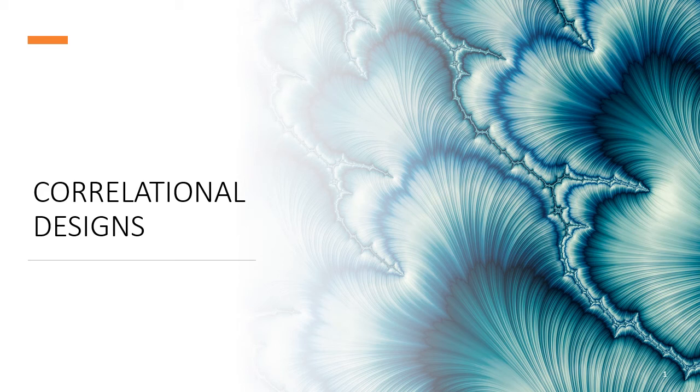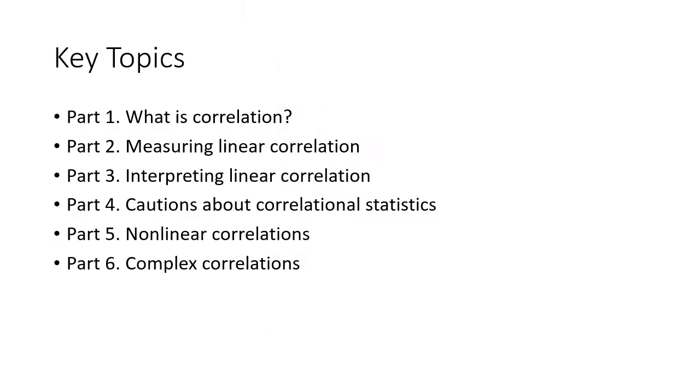We'll begin talking today about correlational designs. We'll cover this content in 5 parts. First, what is correlation? Then, how do we measure it? How do we interpret it in part 3? In part 4, there are some cautions to be aware of. In part 5, we'll talk about nonlinear correlations, and in part 6, complex correlations.